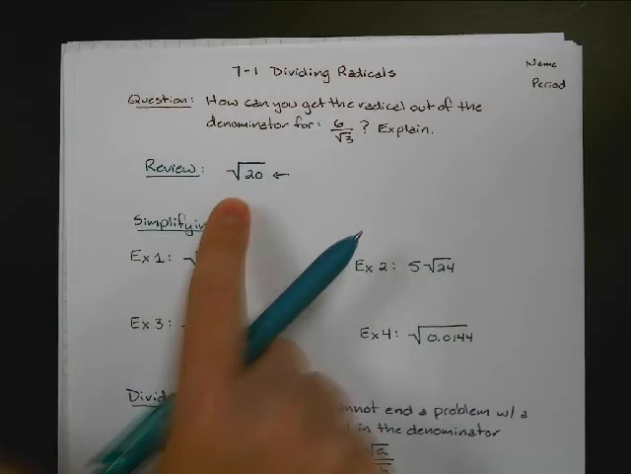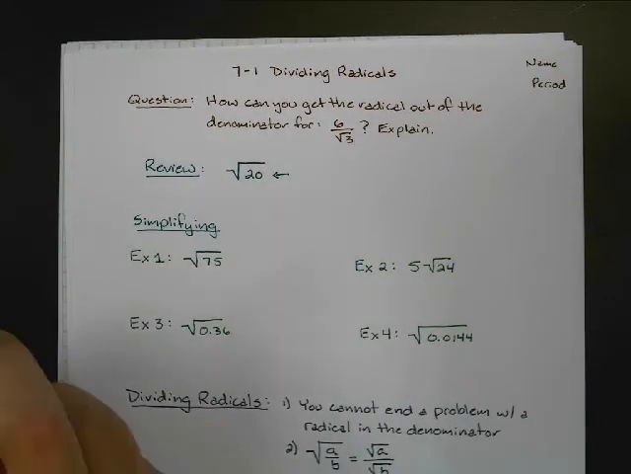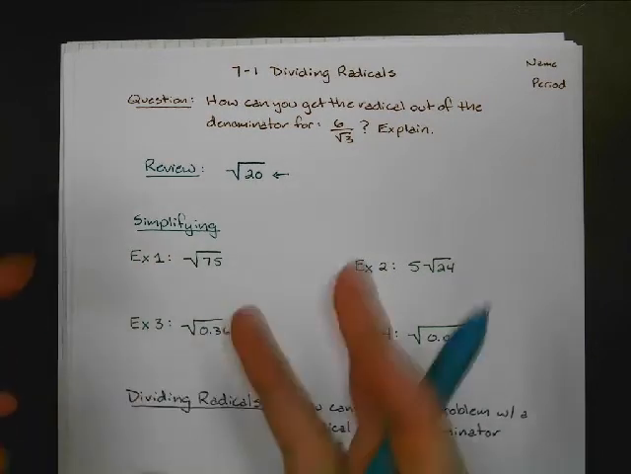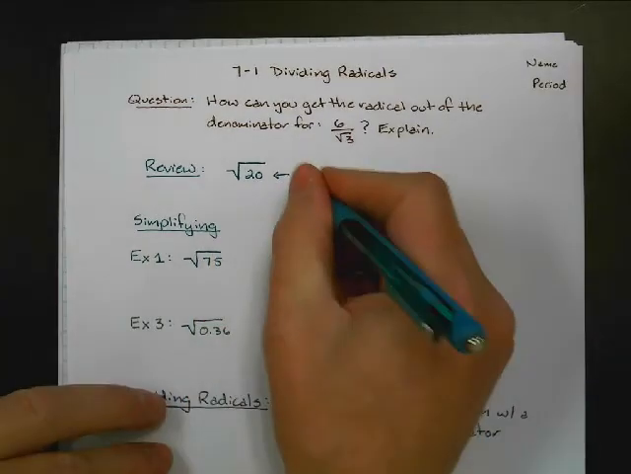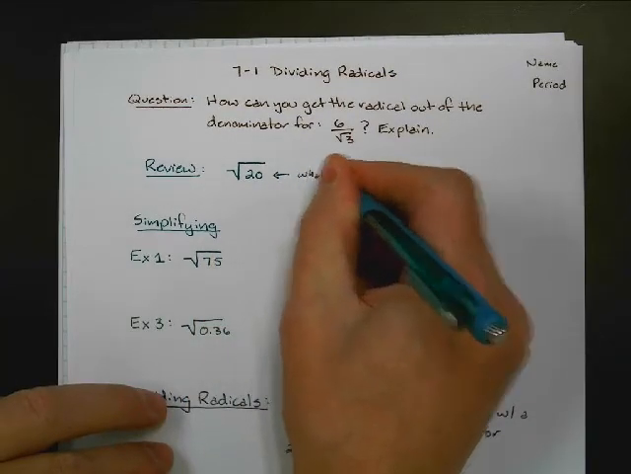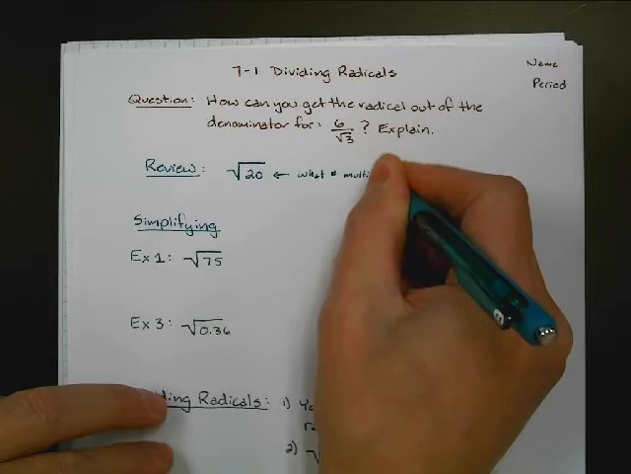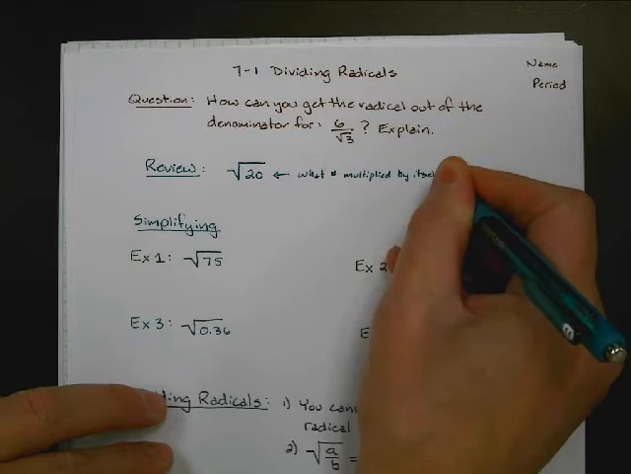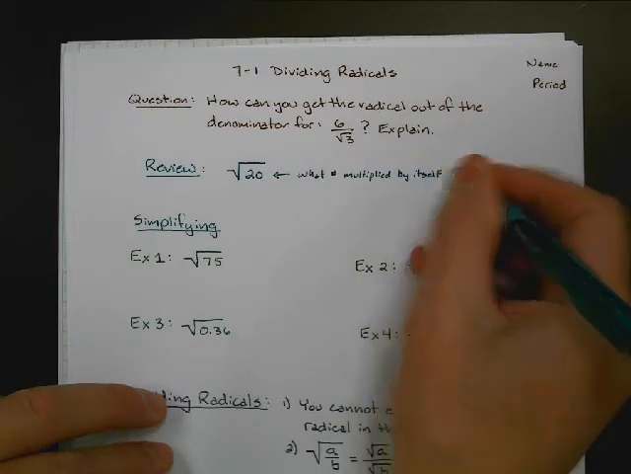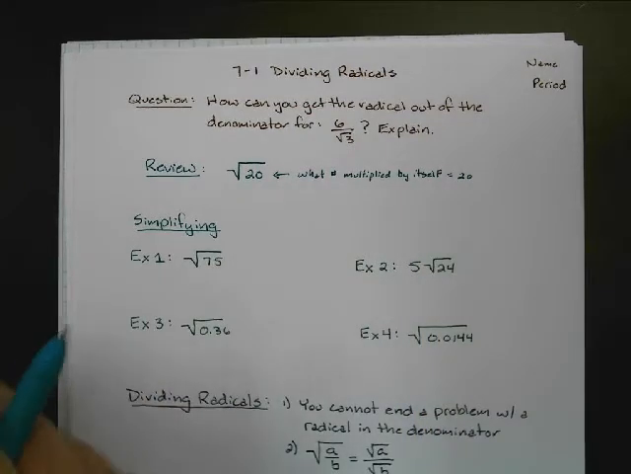All right, so to review, square root of 20, what does that mean? Well, if I have the square root of 20, that is saying what number multiplied by itself will equal 20. So what number times itself equals 20. So square root is just the opposite of squaring. It's the opposite operation of squaring.